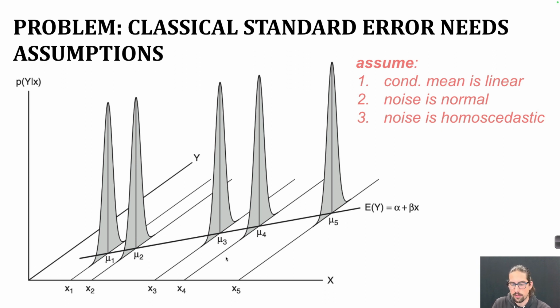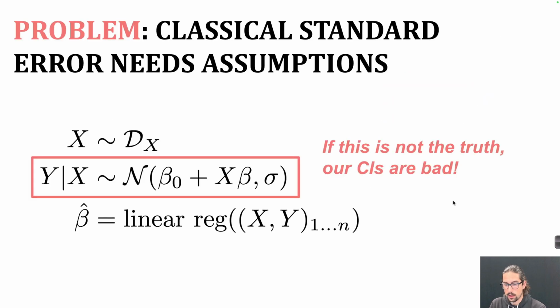We also, of course, have that it is a normal distribution and not some other kind of shape here, and that if you were to plot the means of these normals for each value of x, they all line up along a line like that. So those are the assumptions for deriving what we're going to call the classical standard error.